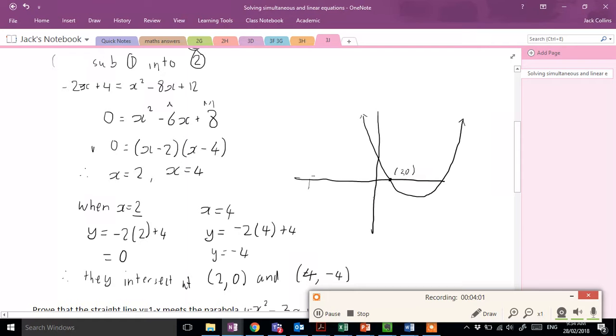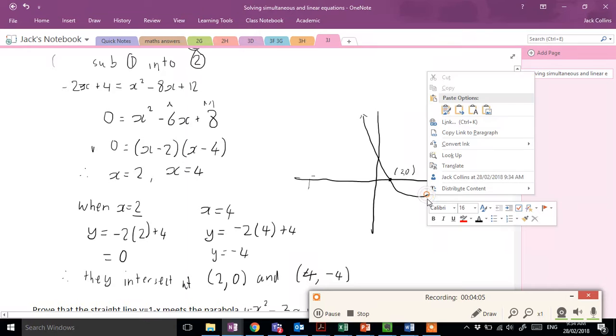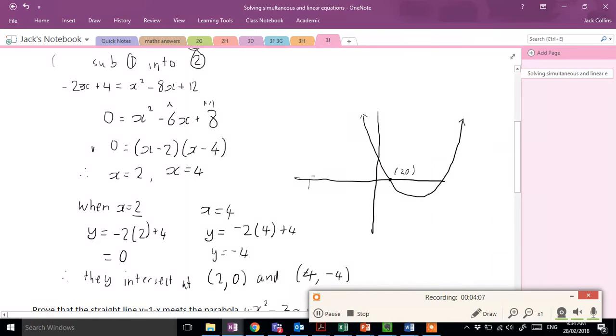And (4, negative 4). So this probably isn't to scale, which is why it's important to graph correctly. And then it's just a straight line that hits these points. So this is why you need to use a ruler. It's hard to do on the computer, but you guys would be doing that. Okay, and that is how you would graph this if you were asked to graph it as well.